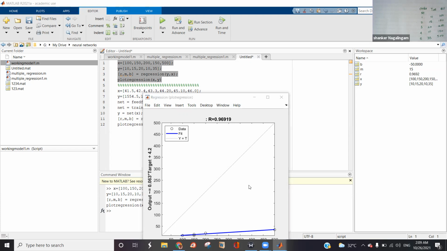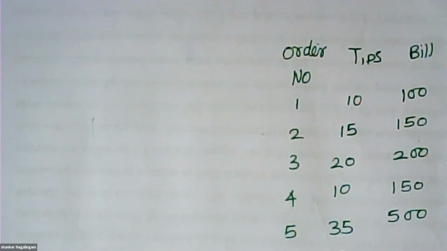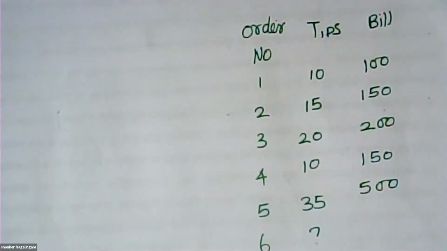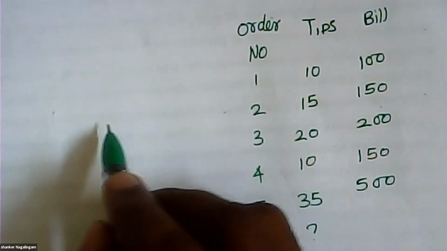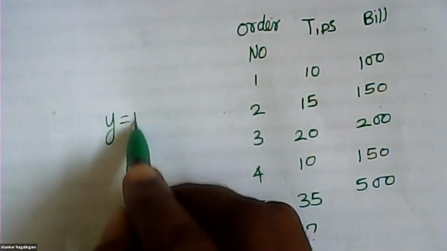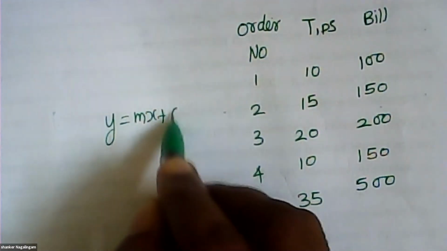I think you can understand -50 and your 15 value. Okay, and that is your real value. Now I'll just stop this. Now already you have seen from this equation that the best fitting line is y is equal to mx plus c.